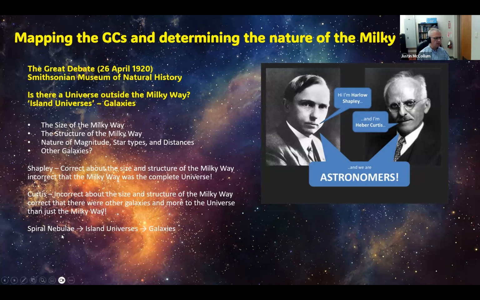The term spiral nebula is what referred to galaxies. Later, the term island universe was applied. And then we have galaxies. And this concept really came into fruition in the 20s and the 30s. So it's really just about a little over 100 years old since we were aware that there were other galaxies other than the Milky Way.